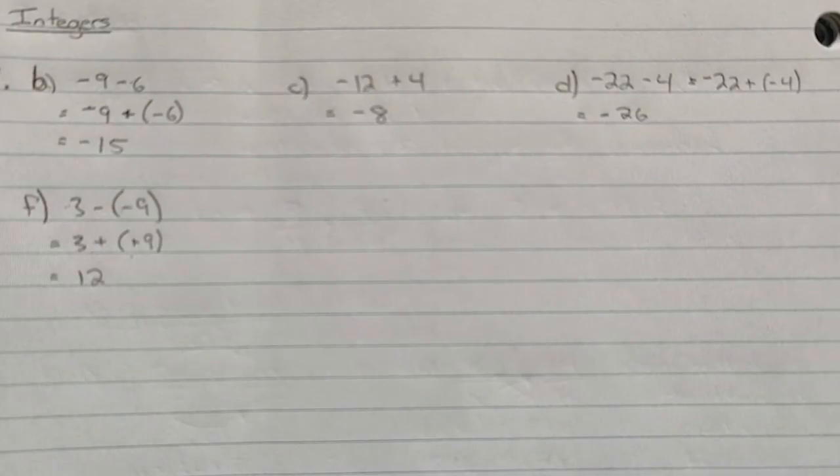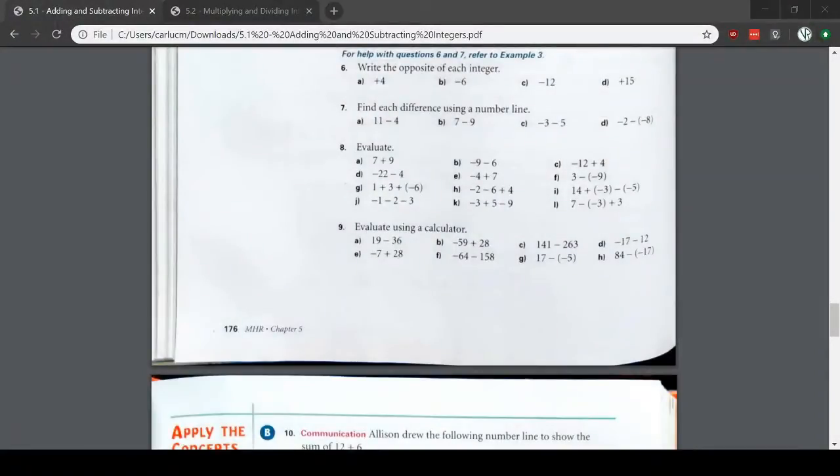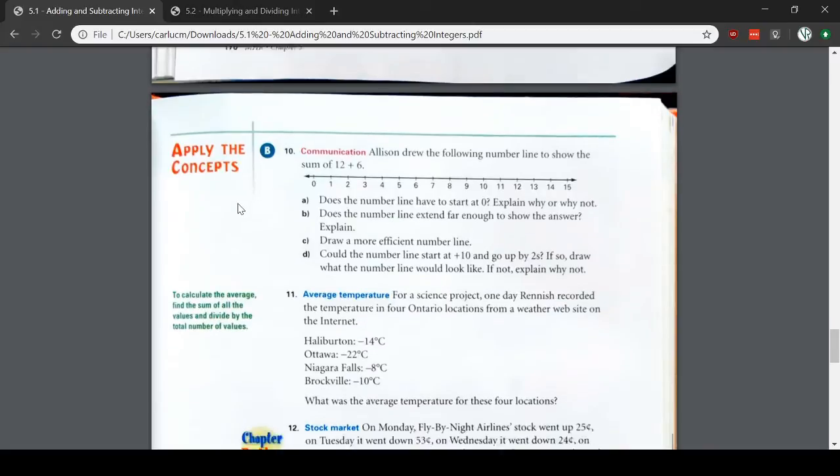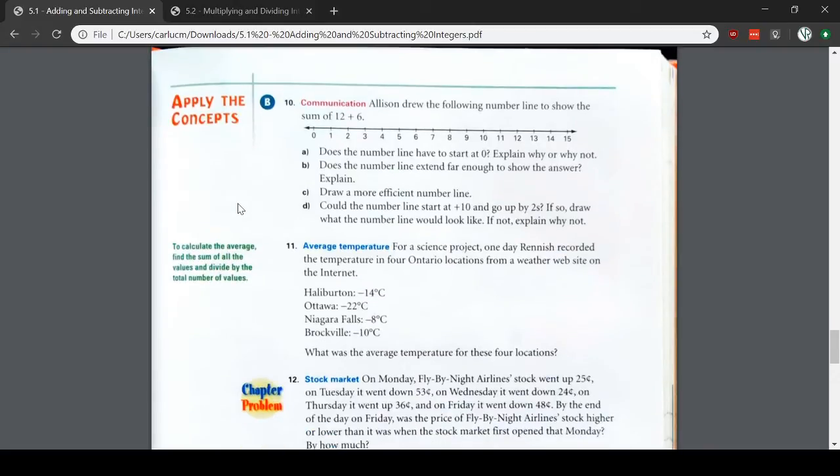That will allow us a better understanding of how the integers work and how they move along the line. So a couple other questions that might be worth looking at. Let's look at number 10, a description type of question. Switch over here. In number 10, Allison drew the following number line to show the sum of 12 plus 6. She's adding two positive numbers, so it should be getting 6 bigger than 12.